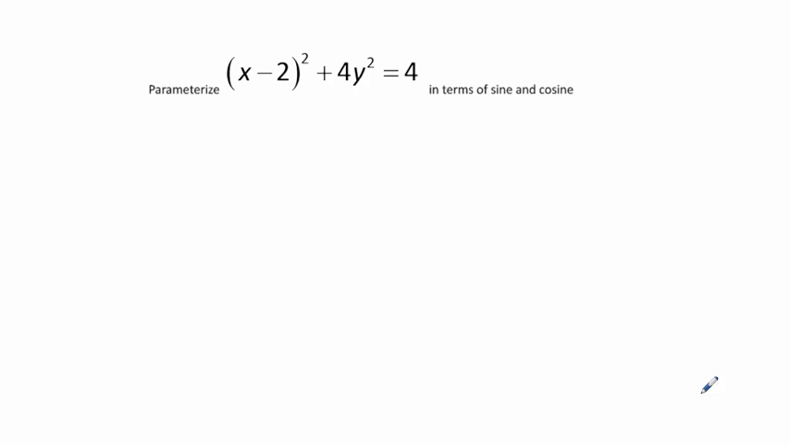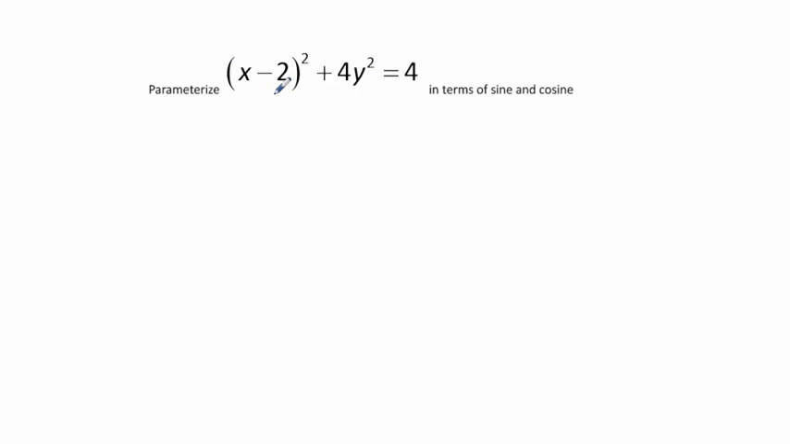Question number 10 in the chapter 12 review: we want to parameterize (x − 2)² + 4y² = 4 in terms of sine and cosine. If you recognize this equation, it is an ellipse. You can see that it's an ellipse because although it's x squared plus y squared, there is no coefficient in front of x, and there is a coefficient in front of y, so different coefficients.